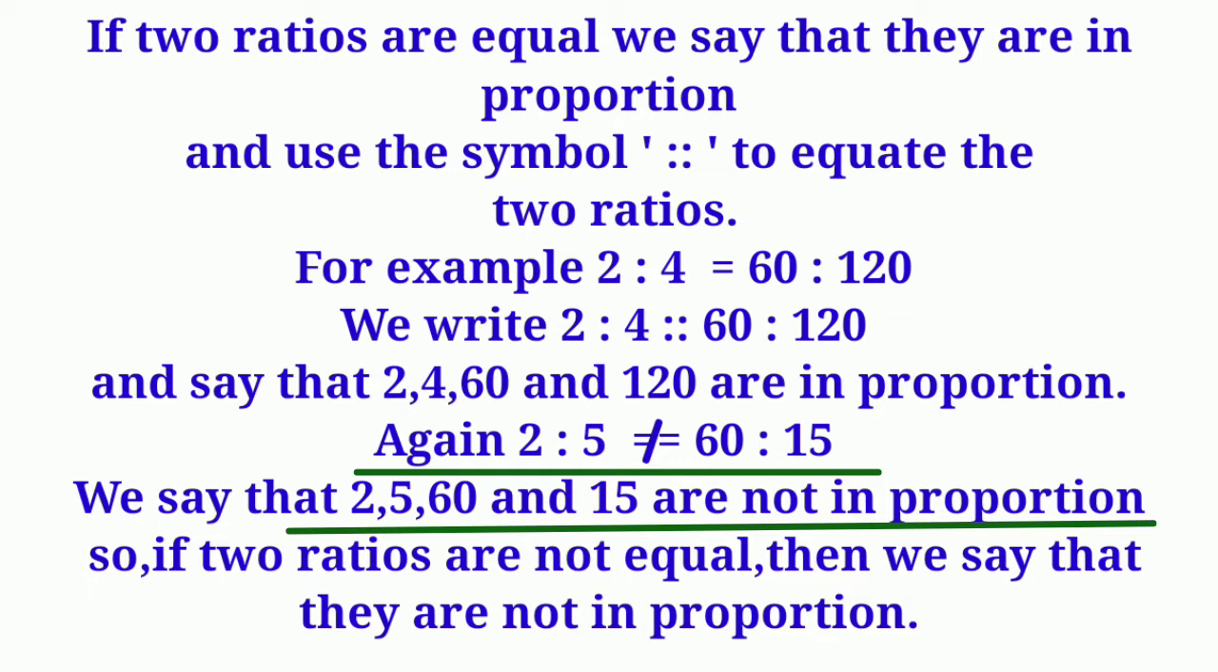അത് പ്രൊപ്പോർഷണൽ അല്ല എന്ന് പറയും. അതായത് രണ്ട് റേഷ്യോസ് ഈക്വൽ അല്ല എങ്കിൽ വിച്ച് ആർ നോട്ട് ഇൻ പ്രൊപ്പോർഷൻ. So if two ratios are not equal then we say that they are not in proportion.